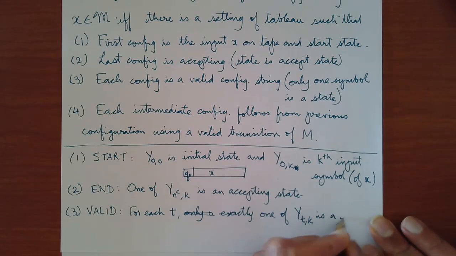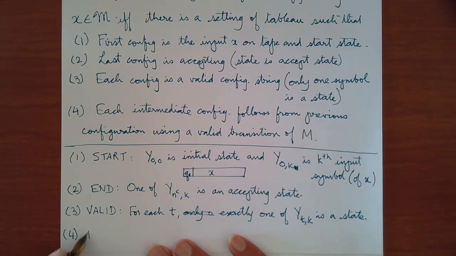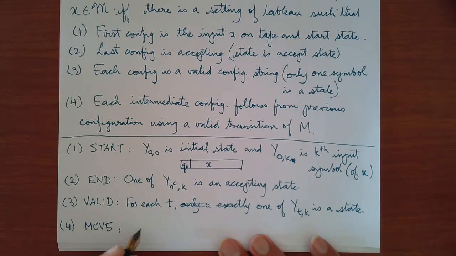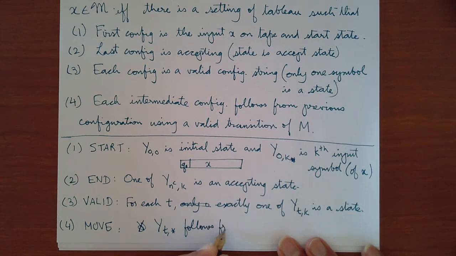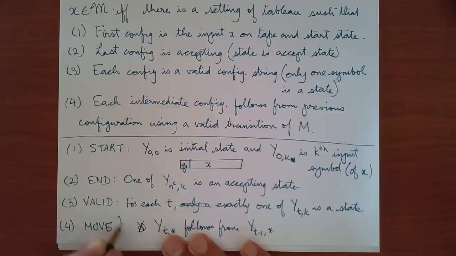And the fourth is move, which just says that y_t star, which I mean is the whole configuration, follows from y_(t minus 1) star. So for all t.